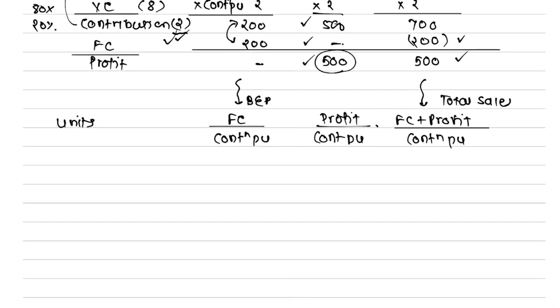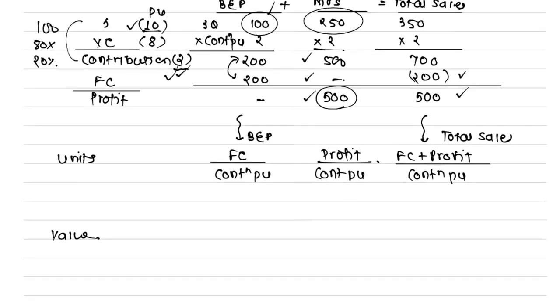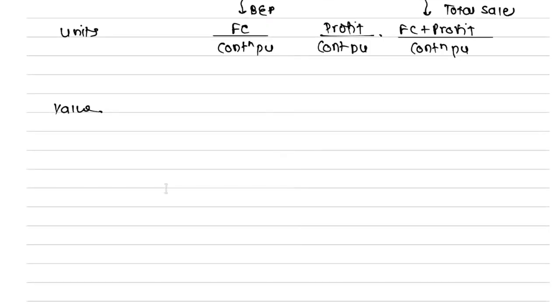Now, suppose I need answers in value. So can I say the same way, can I make this statement: sales into PV ratio, I will get contribution, minus fixed cost, I get profit. Now I know my PV ratio is 20%. What is your break-even point?